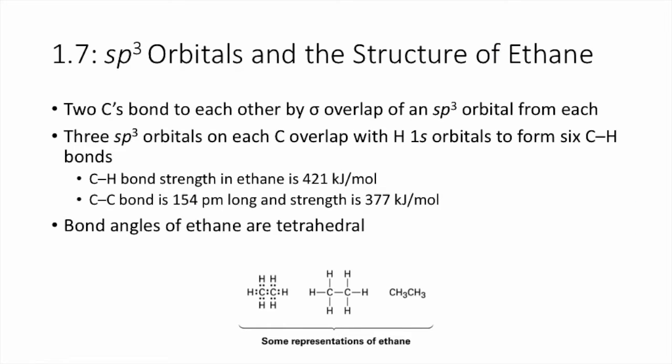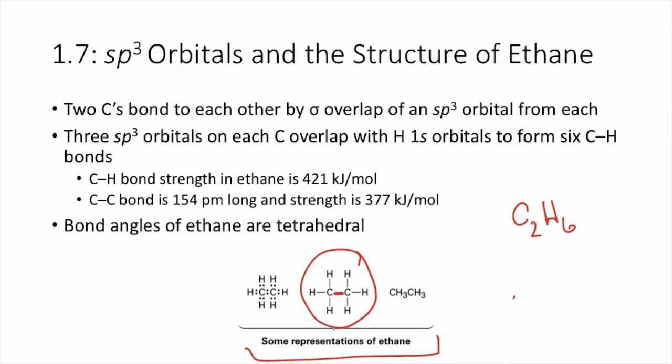Let's look at sp3 orbitals and the structure of ethane. So ethane is C2H6. It's an organic compound with 2 carbons and 6 hydrogens. Here are some representations of ethane. This is the one we're going to focus on, the bond line structure. So in this, you have 2 carbons bonded to each other, and that's going to form a sigma bond. A sigma bond is formed between those 2 carbons by each of their sp3 orbitals overlapping.